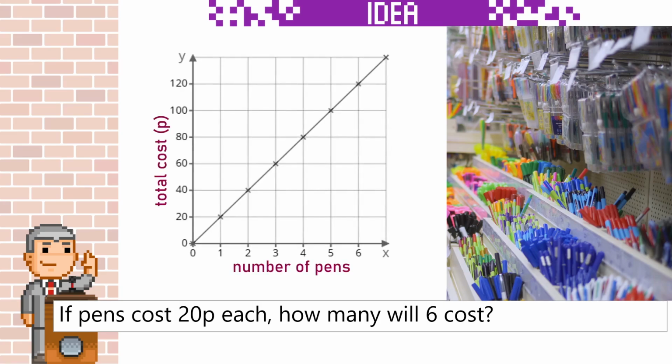To find the price of 6 pens we could draw a line up from 6 and across. 6 pens will cost 120 pence or £1.20. Notice we could have also multiplied the 6 by the 20.